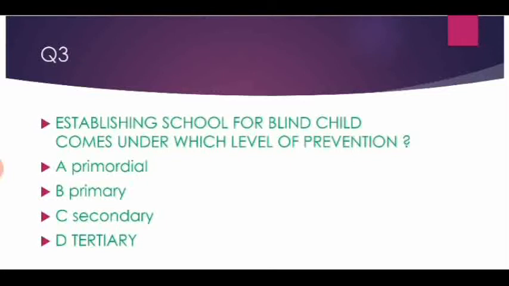The third question: establishing a school for blind children comes under which level of prevention? So here we minimize the complications and restore the life of a patient who actually has an impairment. So here it is included in the tertiary level of prevention. Our right answer is the tertiary level, because in the tertiary level the patient has a disease condition and our aim is to restore the patient's life. So our right answer is the tertiary level of prevention.